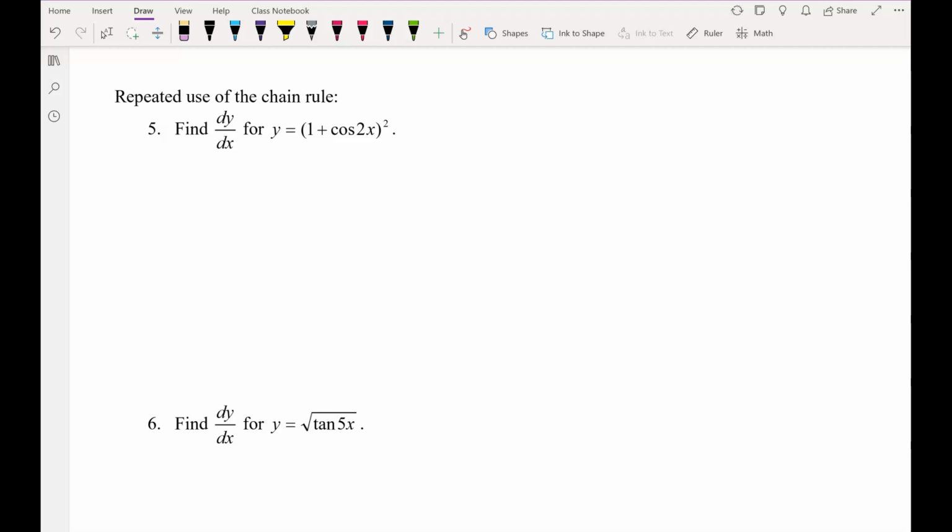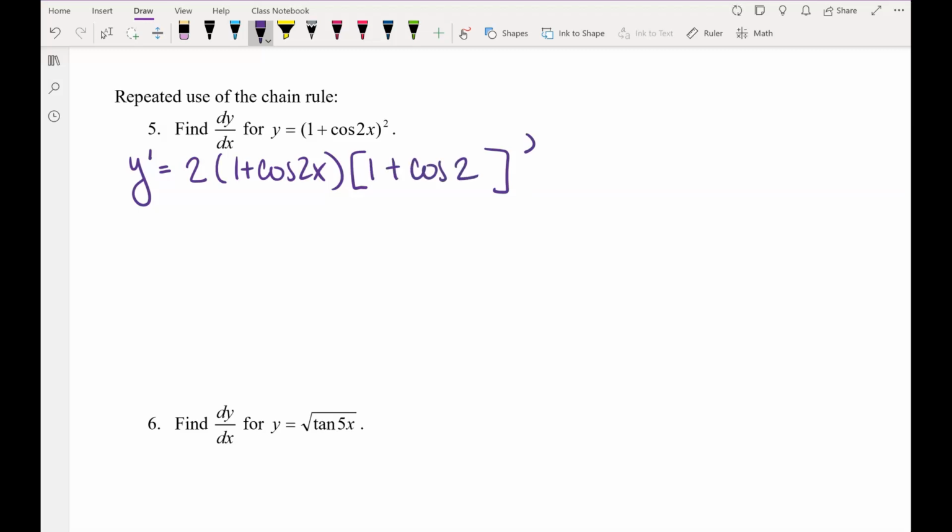All right, y'all, repeated use of the chain rule, meaning that you're gonna do the chain rule a few times, okay? So find dy over dx for y equals the quantity of 1 plus cosine 2x squared. So just like we would, we're gonna use the power rule first. So y prime equals 2 times 1 plus cosine of 2x. I subtracted 1, so now it's just 1 power, but we still have to do the derivative of the inner. So the inner for this one is 1 plus cosine of 2x.